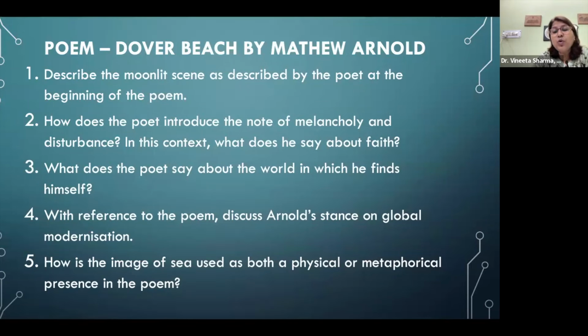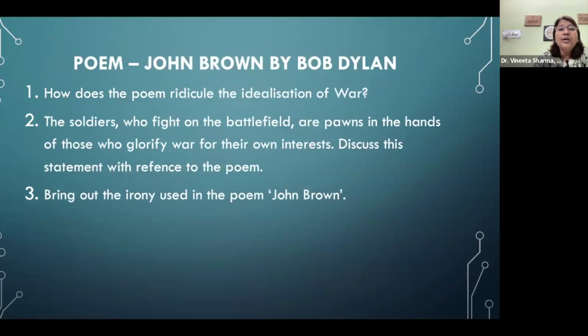With reference to the poem, discuss Arnold's stance on global modernization. How is the image of the sea used both as a physical and metaphorical presence in the poem? Now, next is John Brown by Bob Dylan. Somehow, children find it very easy. But these 3 are the main areas which have to be covered to give good answers.